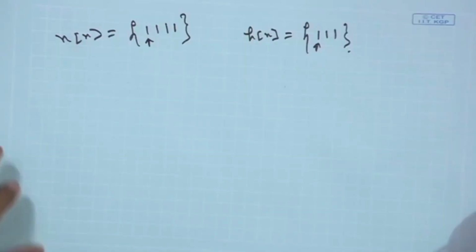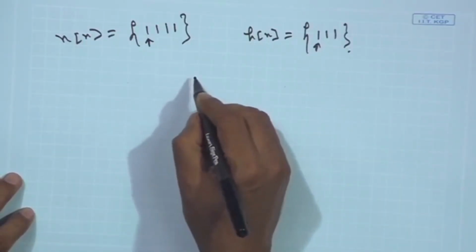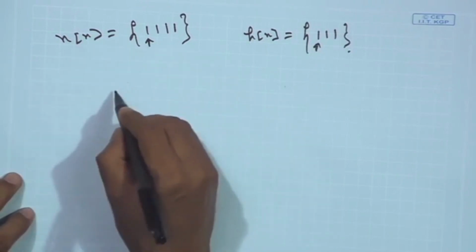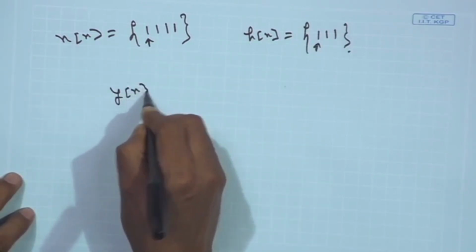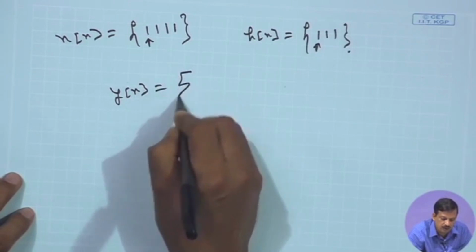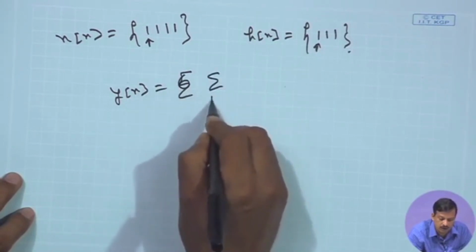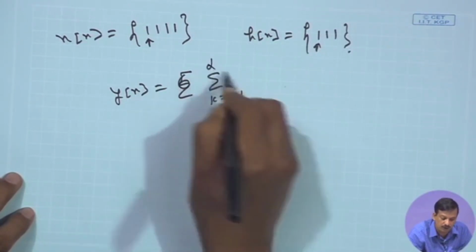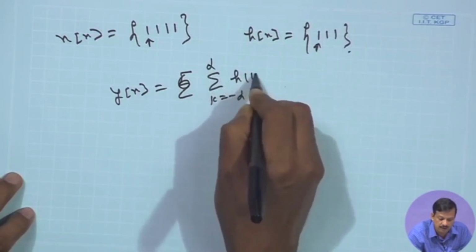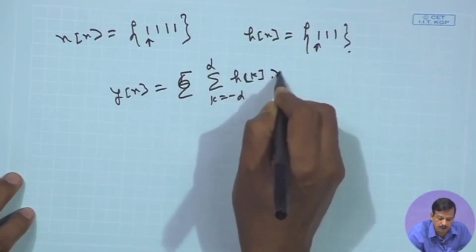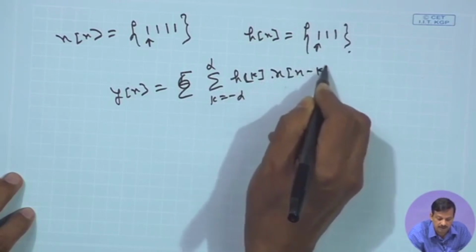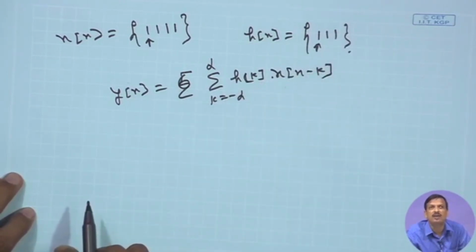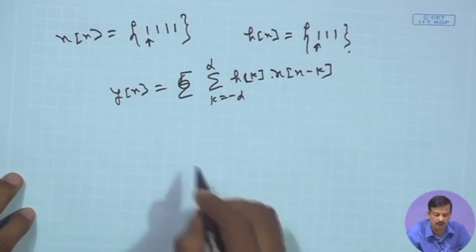These are two signals. So, x[n] and h[n]. I want to produce y[n], which is nothing but a summation over k equal to minus infinity to infinity of h[k] multiplied by x[n minus k]. So, which signal has to be folded? x[n]. So, I can fold x[n].